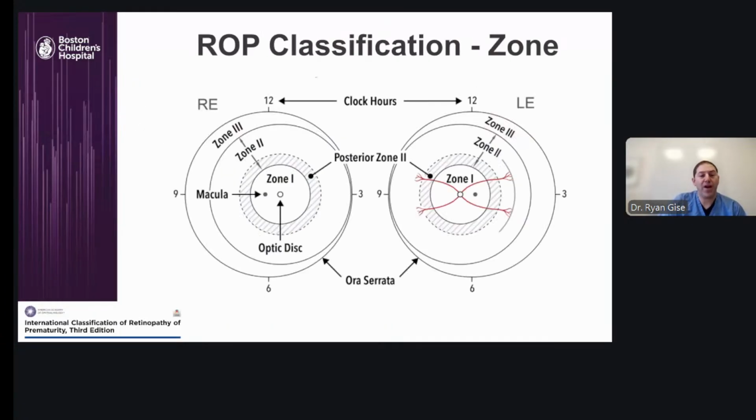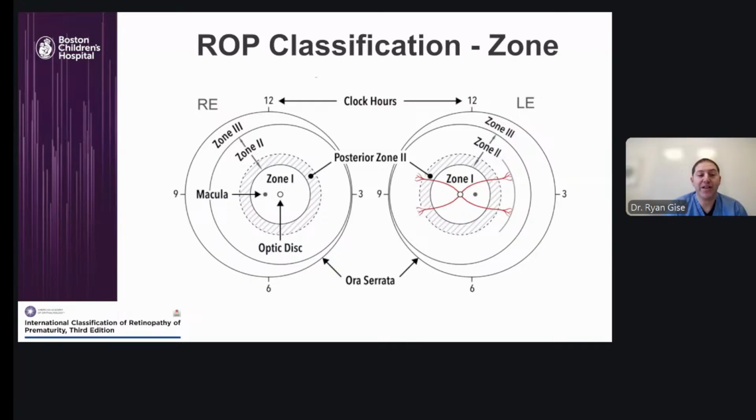So in the zone, here's the diagram that we typically use, and this is taken from the third iCrop study. In the third iCrop study, what was introduced was this concept of posterior zone 2, which is just about in zone 1, a little bit further out, but still highly concerning. The way that I look at this clinically is, you can tell if something is in zone 1 or zone 2 if you can see the nerve in your 28 diopter lens when you're doing indirect ophthalmoscopy, and you can see the edge of the vessels, you're still in zone 1.